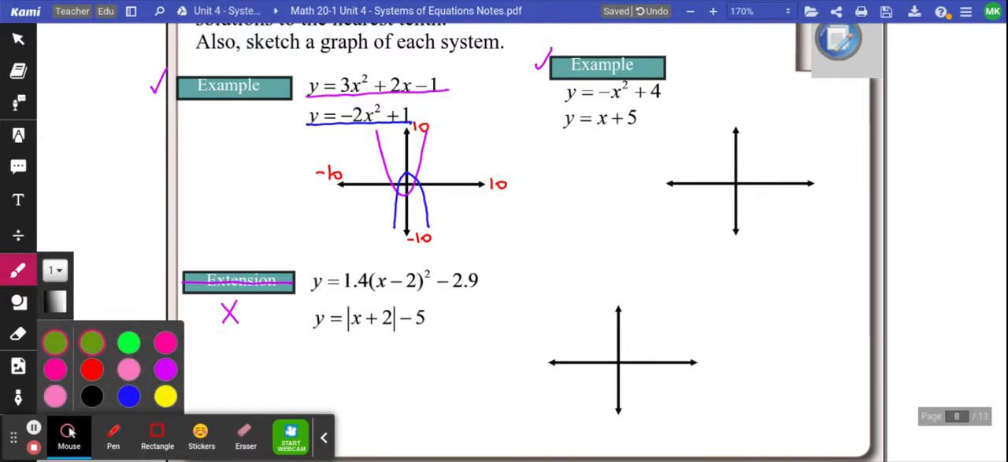This system of equations has 2 solutions. One right there, and another one right there. That means you're going to have to do second trace intersect twice. The first time, you're going to use your left arrows to move your little cursor close to this first dot, the one on my left. Then you're going to hit enter, enter, enter, and that's going to give you an answer of negative 0.86, comma, negative 0.49.